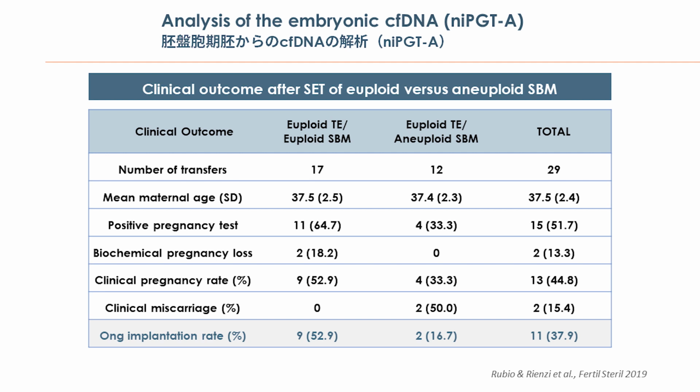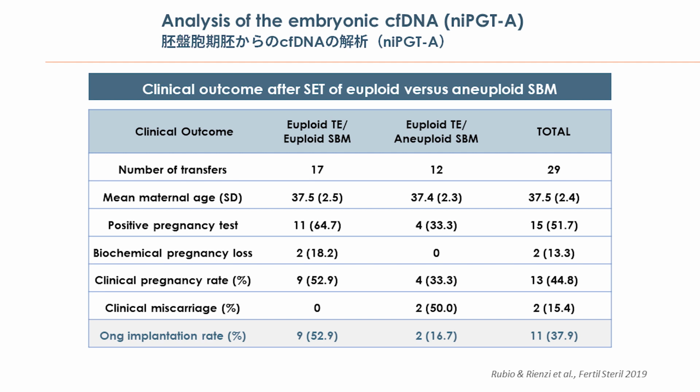The ongoing implantation rate was 52.9%. And I have to say that most of these patients were of advanced maternal age, because in this clinic in Italy, they were doing PGT-A mainly because of advanced female age. So the average age was 38 years. They were not young patients.